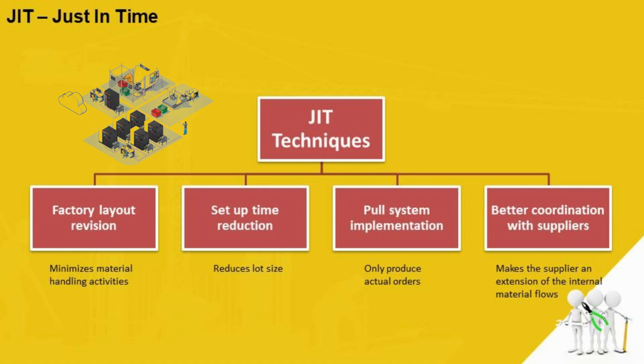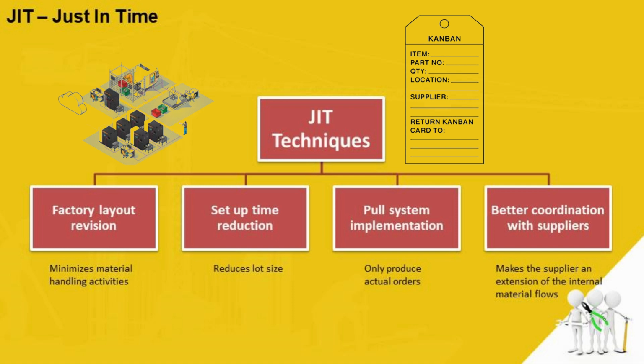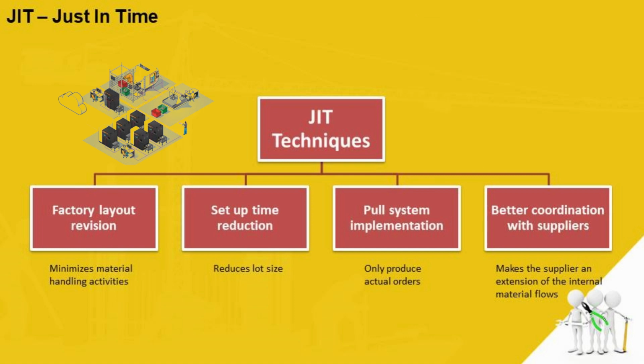Then we have pull system implementation of JIT. In a pull system, final assembly lines only produce actual orders, and Kanban cards are used to signal sub-assembly and part deliveries and production. Now, what are these Kanban cards? Kanban cards are basically just a flag or signal. It's a Japanese word itself that we are going to discuss in the next lecture.